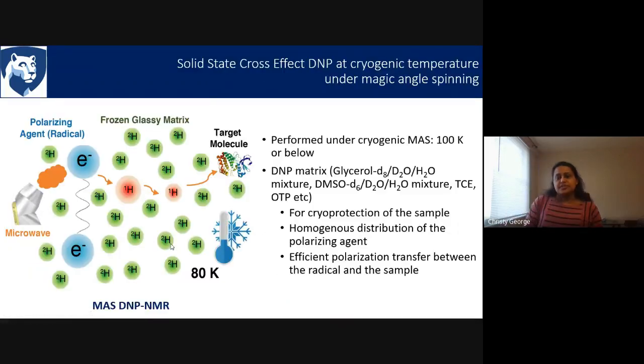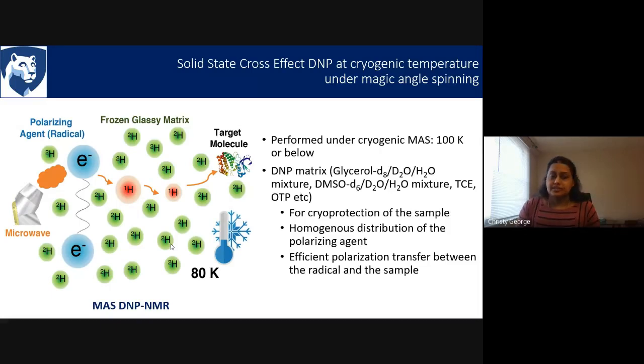So now I move on to the solid state DNP. In solid state DNP, my work was mainly on cross-effect based DNP, so we are exclusively talking about cross-effect DNP. Now, when we go to solid state, the electron spin relaxation times are pretty short, and to get cross-effect based DNP, we need to have an electron spin relaxation time which is long enough to do this process.